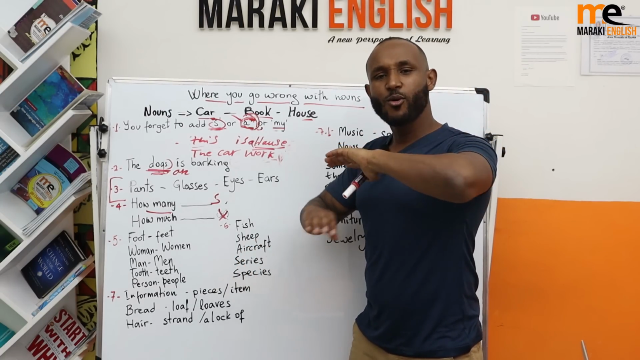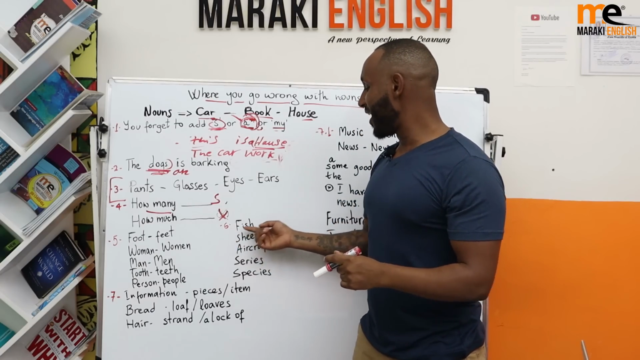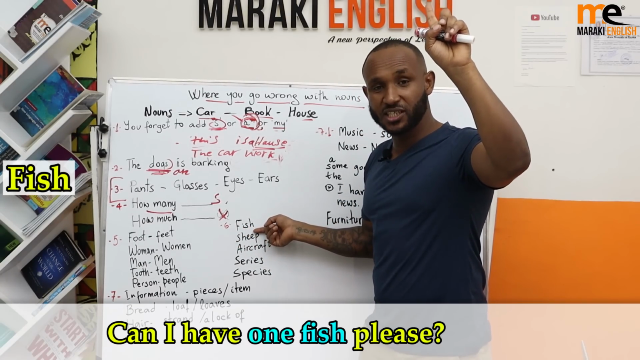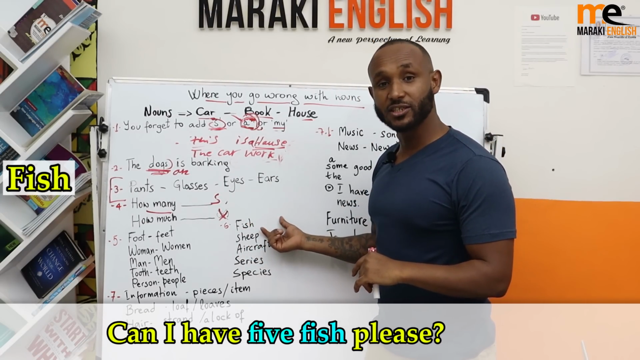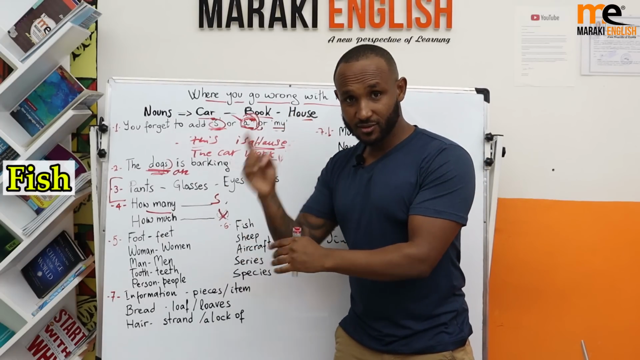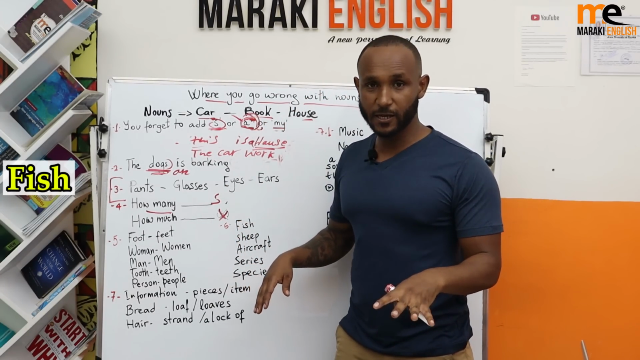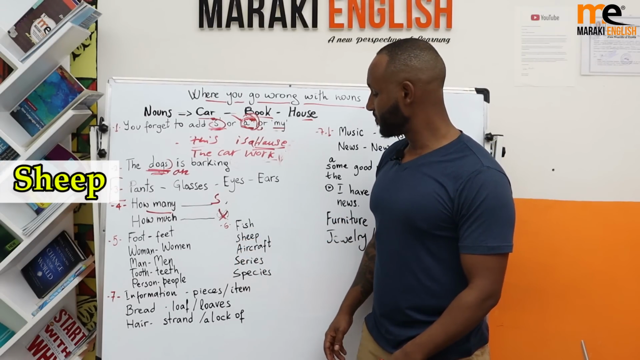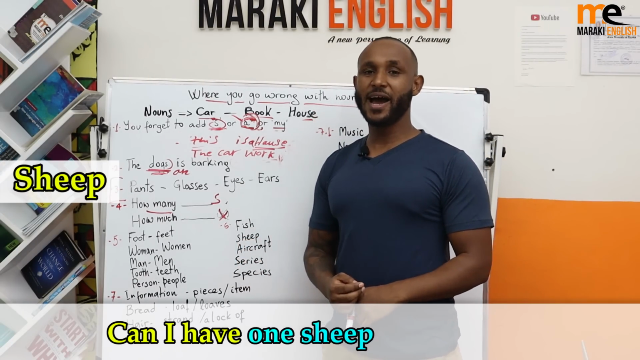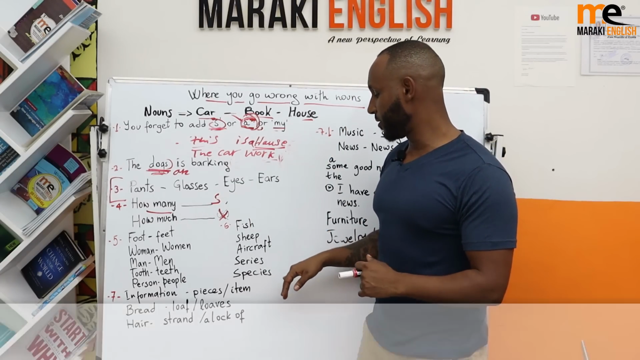Whether they're 1 or many, they don't want to change their identity. They're the same. I can say, can I have 1 fish, please? Can I have 5 fish, please? Never fishes. Okay? Fish, 1. Fish, many. It doesn't really matter. Okay? Yeah. Sheep, same thing. I have 1 sheep. I have 5 sheep. They're the same, whether they're plural or singular.